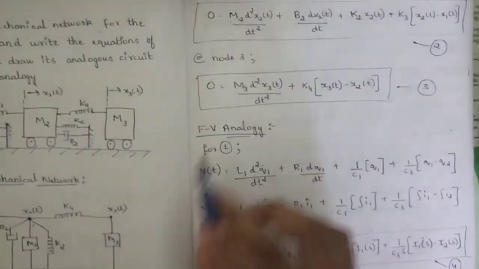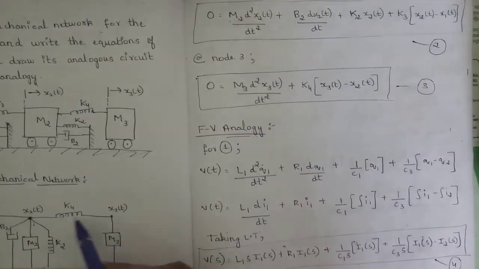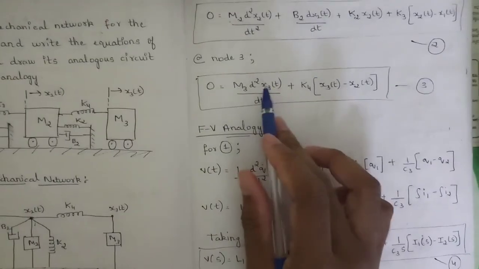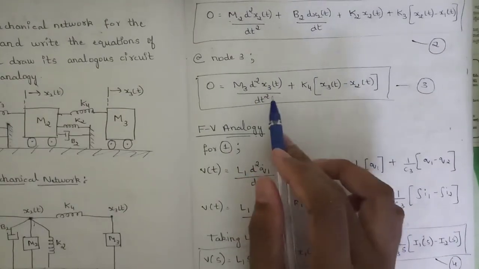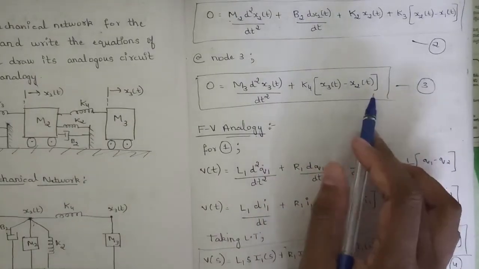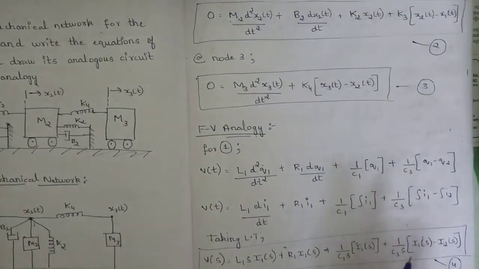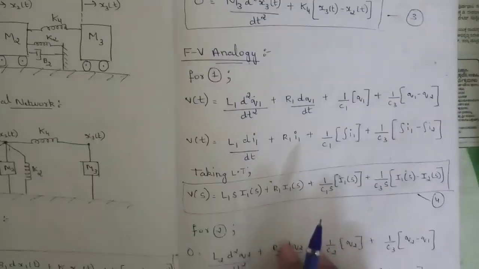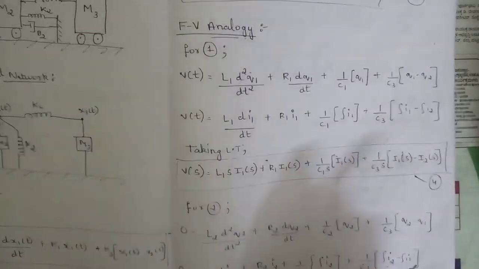Then at node 3, similarly, what are all the components present? M3 and K4. So that's why M3 d square x3 of t by dt square plus K4 x3 of t minus x2 of t. So name this equation as equation 3. And also they already told us to do the force-voltage analogy part.